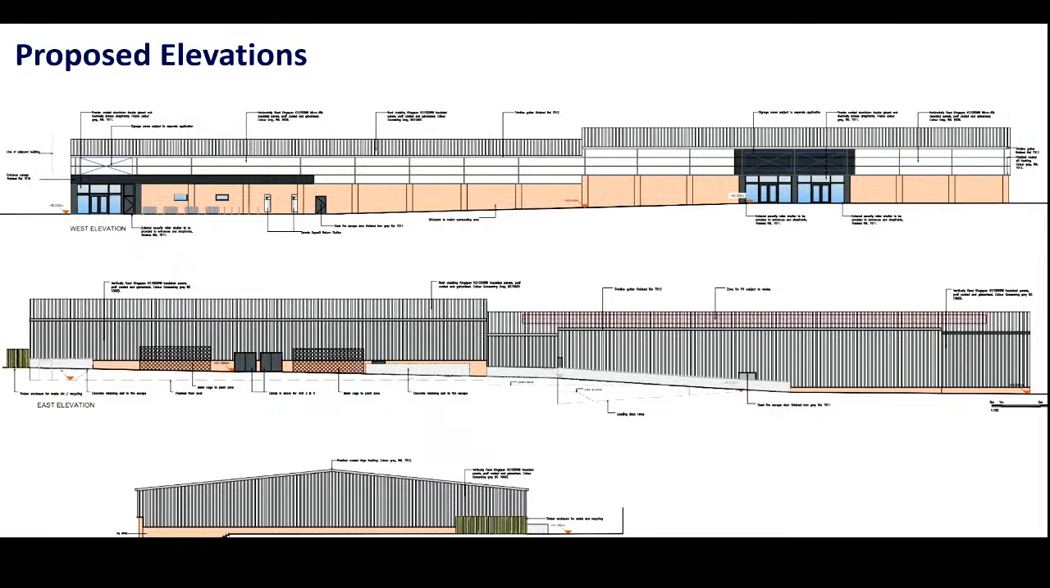The middle drawing shows the eastern rear elevation, which would face onto the service yard to the rear, and you're probably not going to see this from any public vantage points. And then the bottom drawing shows the southern gable elevation, so you would see this elevation as you come into the site.